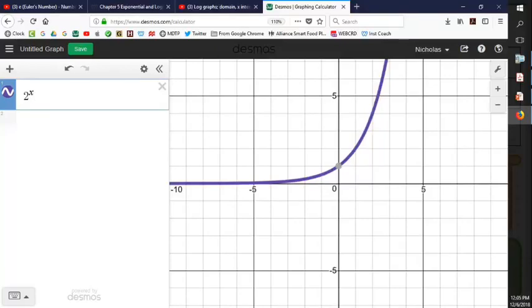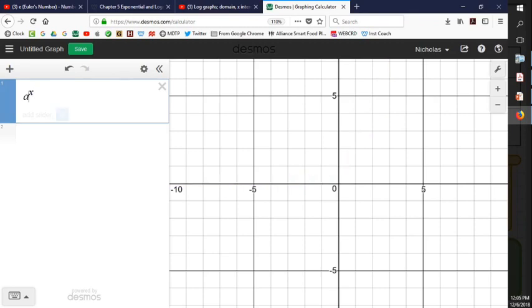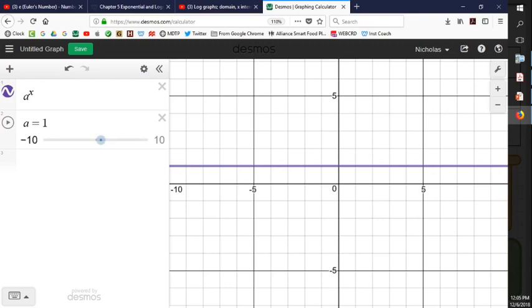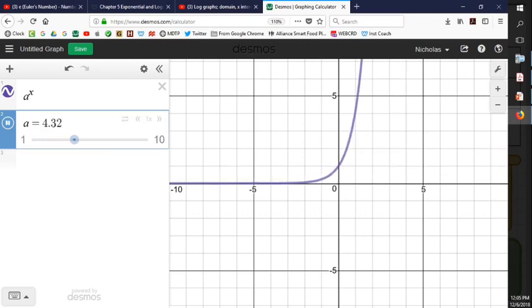Boom, exponential function. You guys see it? That's the exponential function. In fact, it doesn't matter what is there. I have a 2 there, but I can put an a there, make a slider, and then say from 1 to 10 will be my range there. If I plug in whatever number I want into a, the exponential function still behaves the same, except when it's 1.